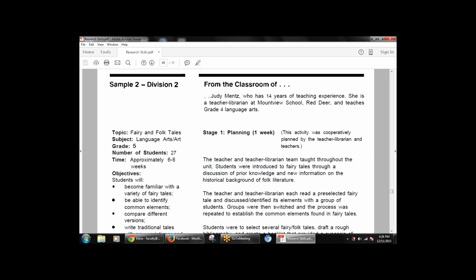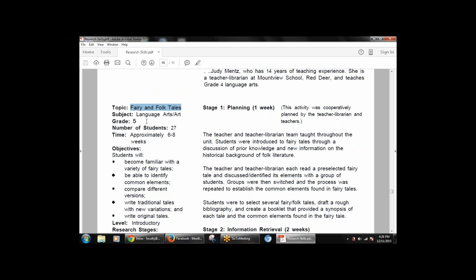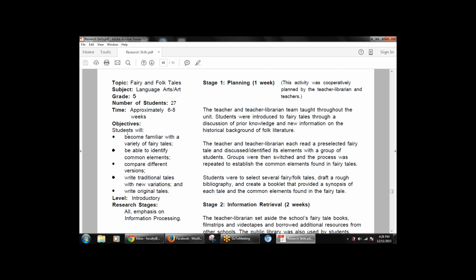So this is the topic: fairy and folk tales. The subject is English, language arts. The grade is 5. The number of students is 27. The time given is approximately 6 to 8 weeks. Then what are the main objectives? Students will become familiar with a variety of fairy tales. Students will be able to identify the common elements, then compare different versions with the traditional tales, and with new variations of the original tales. That is the main objective of these stages.